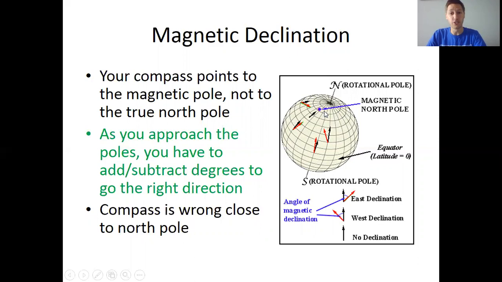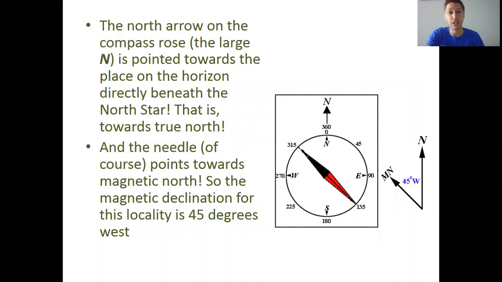So what that means is if you are in between the true North Pole and the magnetic North Pole, your compass is actually pointing south to tell you to go north. Which is kind of neat to know.